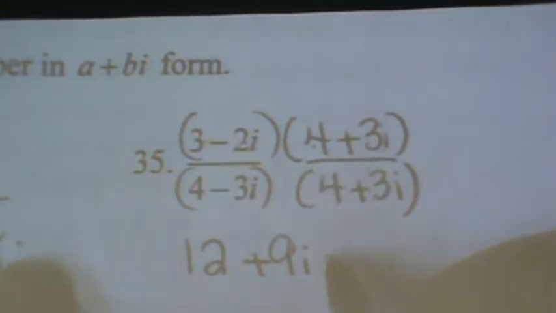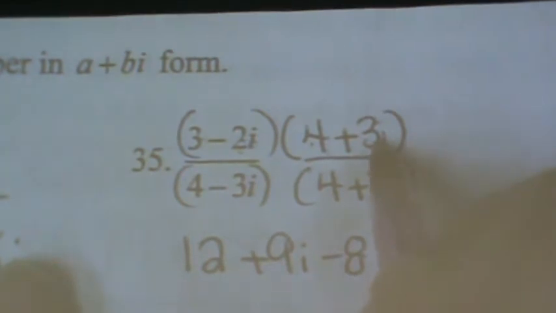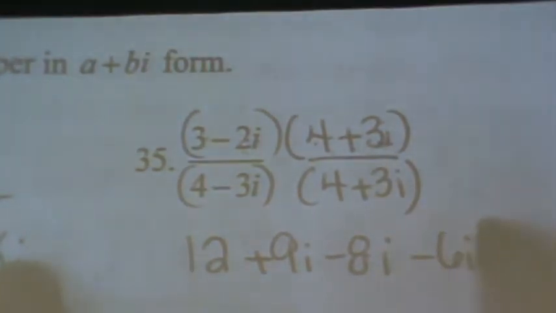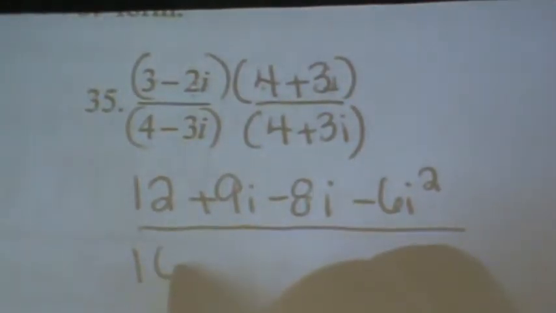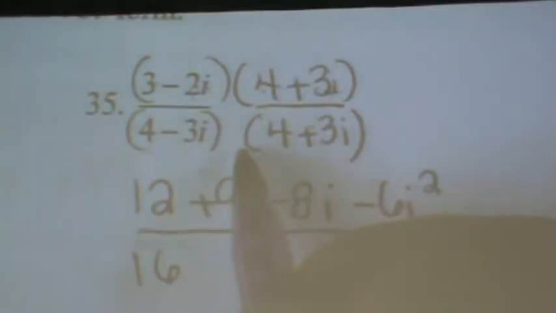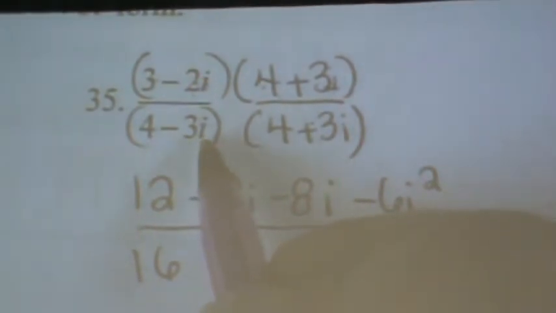3 times 4 is 12. 3 times 3i is 9i. Negative 2i times 4 is negative 8i. And what's this? Negative 2i times 3i. Negative 6i squared. We'll simplify in a minute. What's 4 times 4? 16. What happens to the next two? They cancel out. Do we need to bother doing it? No. What's negative 3i times 3i?